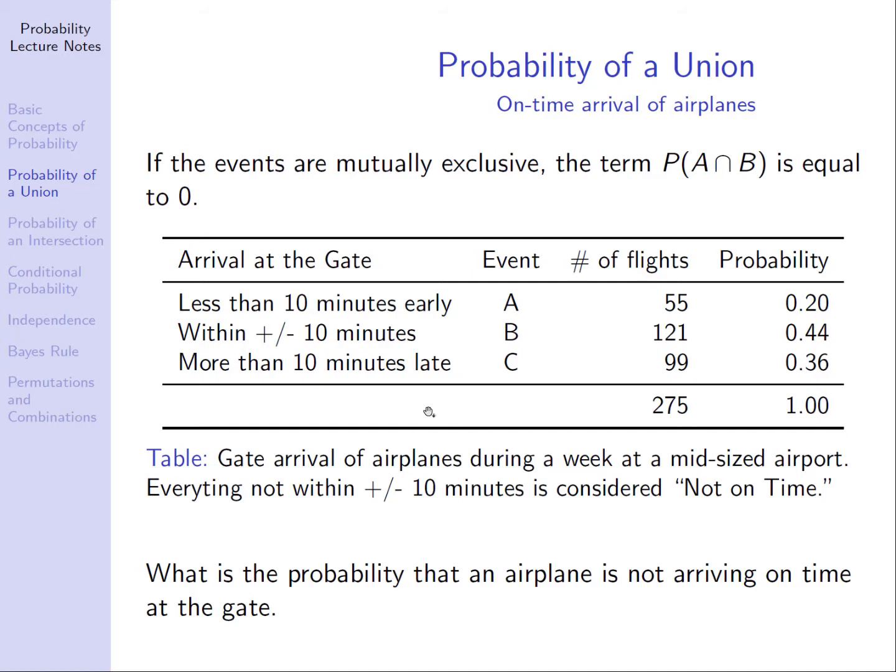Now here, if you want to know the probability that an airplane is not arriving on time at the gate, not arriving on time at the gate means that it is either too late or too early, then you can simply sum up the probabilities of 0.2 and 0.36, and you get the probability of 0.56 that an airplane is not on time.